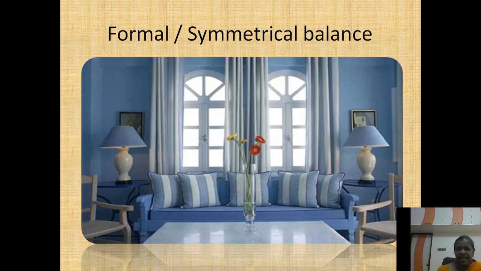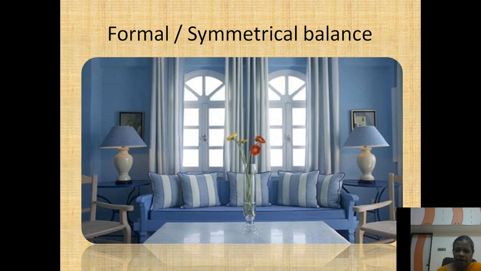the lamp, the night lamp, is kept from what? From the center, that is from the sofa, from the furniture. They are kept at what? Equal distance from the center. Both the objects are of what? Same color, okay, same texture. Okay, this is called as what? The formal balance. Can you all understand?